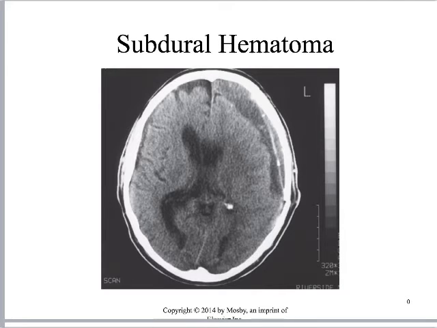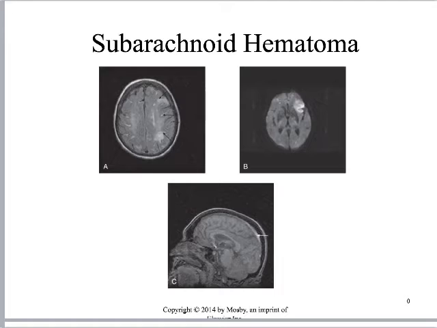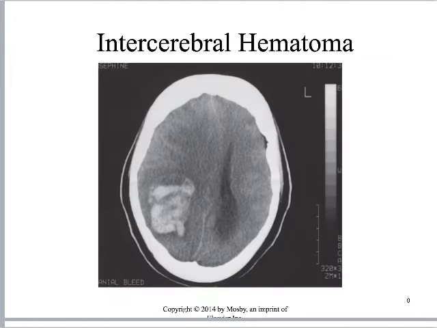Subarachnoid, pretty rare, but it's beneath that arachnoid mater, so we actually see it going down into the sulci and gyri of the brain, right? And then the rarest is going to be these intracerebral hematomas, and oftentimes these are associated perhaps with trauma, but it could just be a bleed of an artery or something like that. So this may not be traumatic in nature.